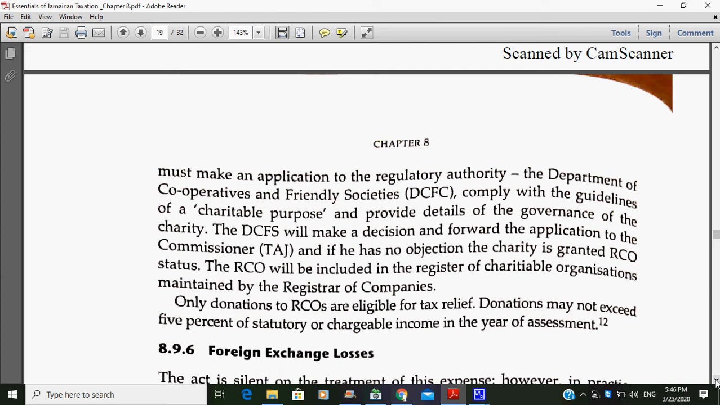The RCO will be included in the Register of Charitable Organizations maintained by the Register of Companies. Only donations to RCOs are eligible for tax relief. Donations may not exceed 5% of statutory or chargeable income in the year of assessment. Alright.